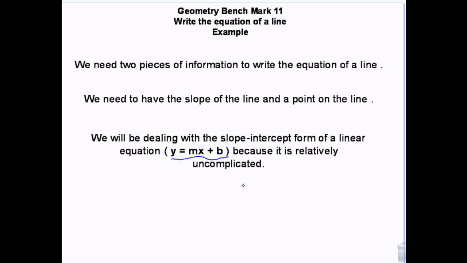In algebra, we also talked about the point-slope form. I don't know that you would remember that either, but point slope was y minus y1 is m times x minus x1. We're not going to use that one because it's a little more complicated. This one is actually less complicated, so we're going to use the easier version.